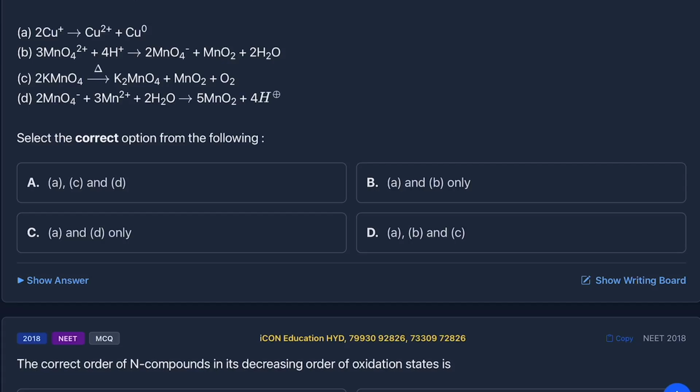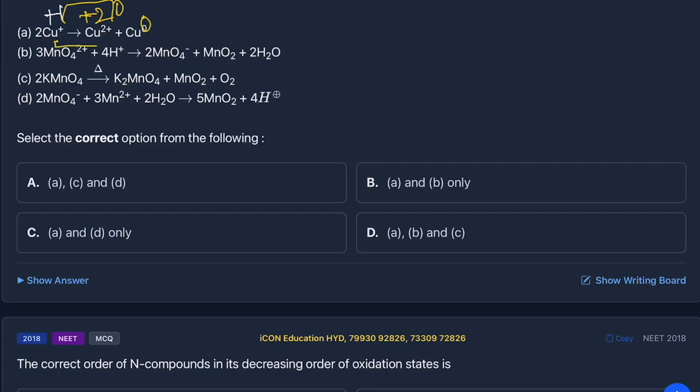So here copper is getting +1 oxidation state and here copper is in the elemental form, 0. Here it is getting the +2 oxidation state. Copper is +1, +2, 0. See, +1 to 0 is called reduction, and +1 to +2 is called oxidation. An increase in oxidation state, +1 to +2, is called oxidation.